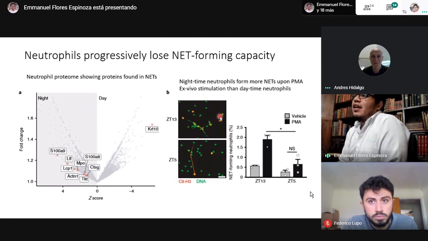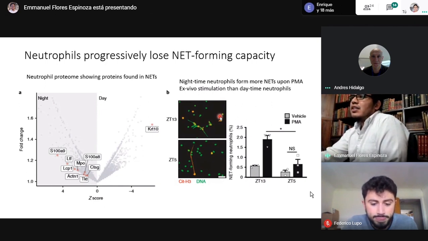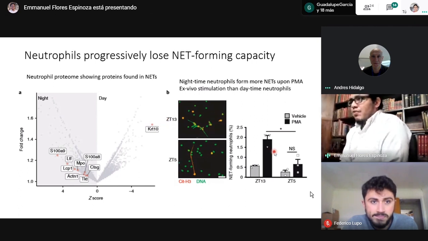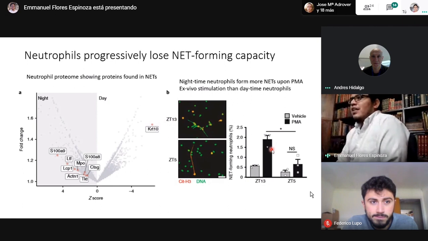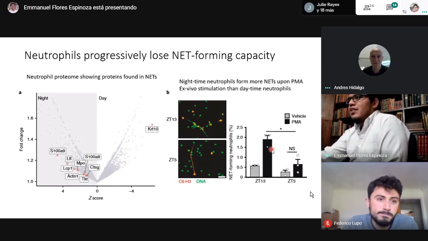So they isolated neutrophils from blood circulation of mice at CT13 or CT5, and they saw that in ex vivo stimulation with PMA, there is more NET formation in the night neutrophils at CT13 than the daytime neutrophils.